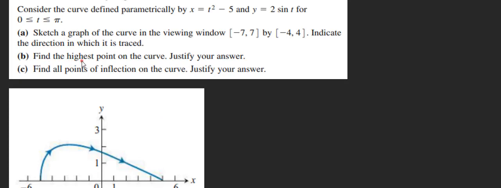Now, part B says find the highest point on the curve and justify your answer. When they want you to find the highest point on the curve, it's around here. And notice, parametric has x and y values. So basically, we're looking for the maximum of y, since we're looking for the highest point. If it said furthest to the right, then you probably have to find the maximum of x. But since we're looking for the vertical distance, we need to work with the y value. So y is equal to 2 sine t.